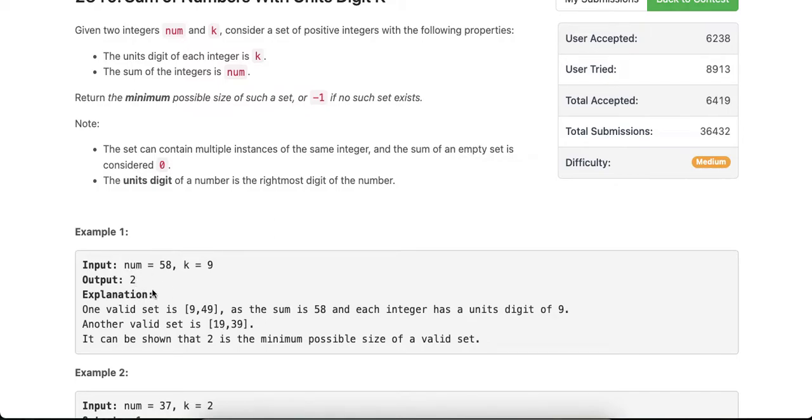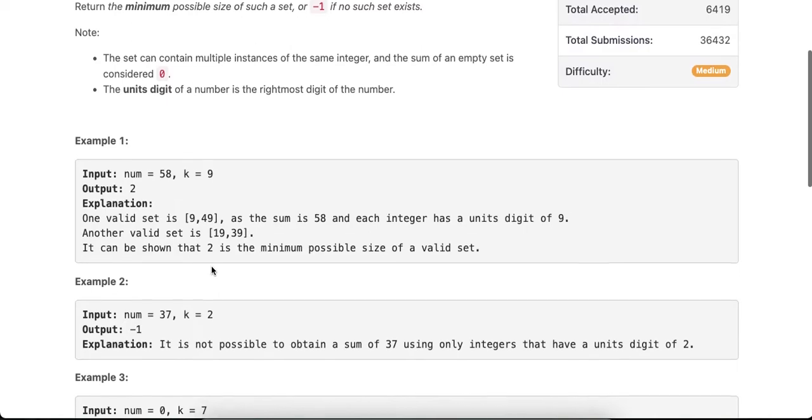Why is size 1 impossible? Because this is 58, and the last digit is 8. If we want a set of size 1, it should be 58 itself. And it's impossible because the last digit is 8, which does not fulfill the condition that k is 9. The last digit should be 9.